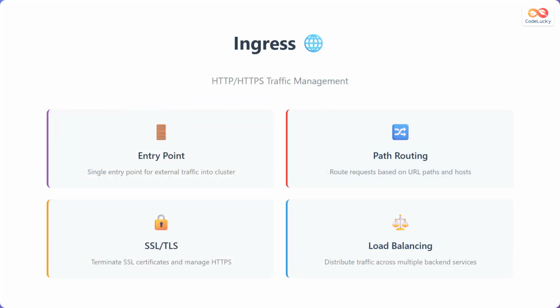Ingress in Kubernetes manages external HTTP and HTTPS traffic to services within the cluster. It acts as a single entry point, allowing traffic routing based on URL paths or hostnames. Ingress supports SSL termination to encrypt traffic and provides load balancing across backend services, making it essential for managing web traffic.